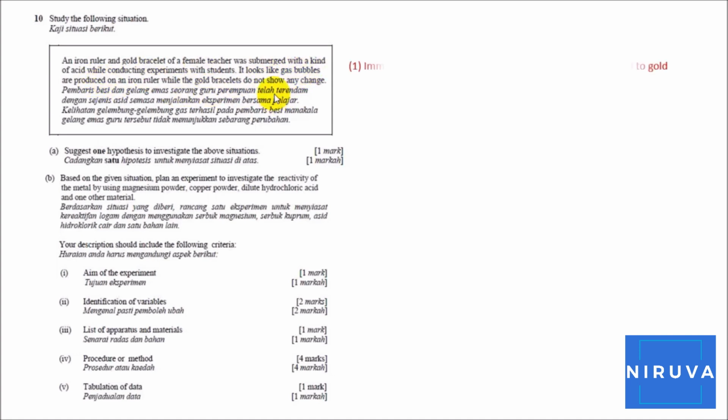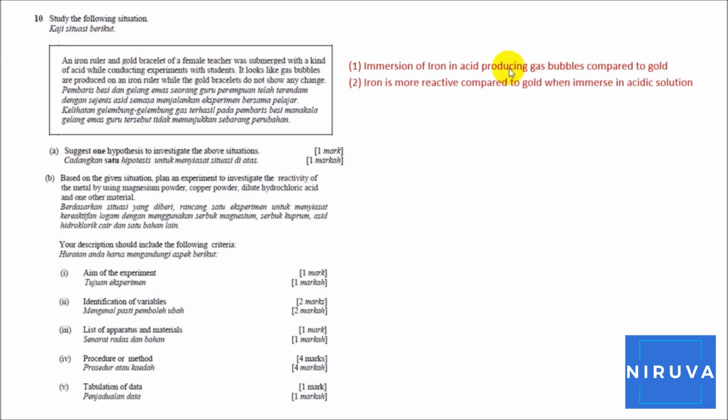Here you may write down first, the general hypothesis is that the immersion of iron in acid produces gas bubbles compared to gold. So this is the general hypothesis. Or you may also write that iron is more reactive compared to gold when immersed in acidic solution due to the presence of gas bubbles.